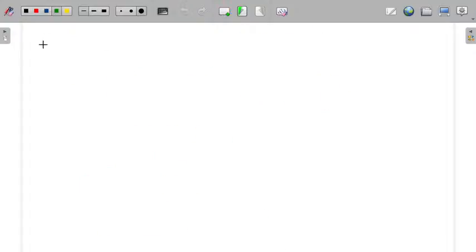Now one question I'm going to give you: 1 0 1 0 1 0. Now this is in binary, and you have to convert it into a decimal number. Do it fast.